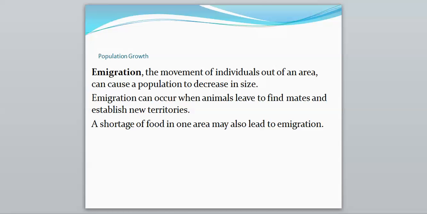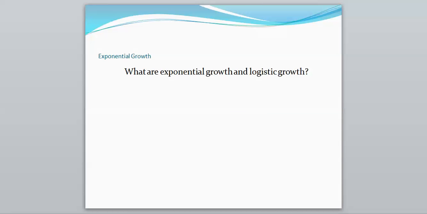And emigration can occur when animals leave to find mates, kind of the exact opposite of what we just said, and establish new territories. And then also, again, a shortage of food in one area may also lead to animals moving out. So birth rate, death rate, immigration, emigration can all affect whether or not a population will grow.